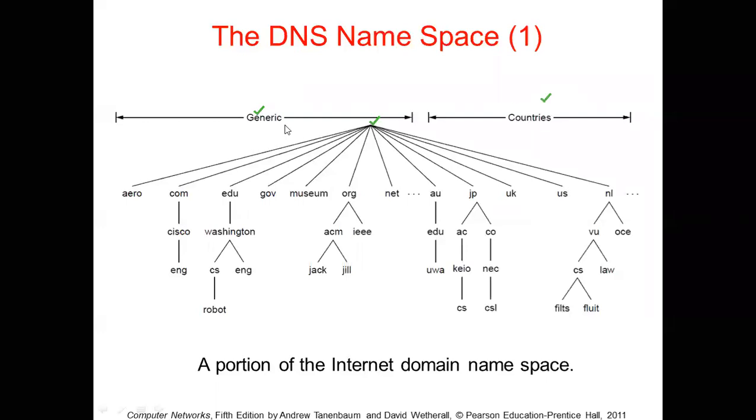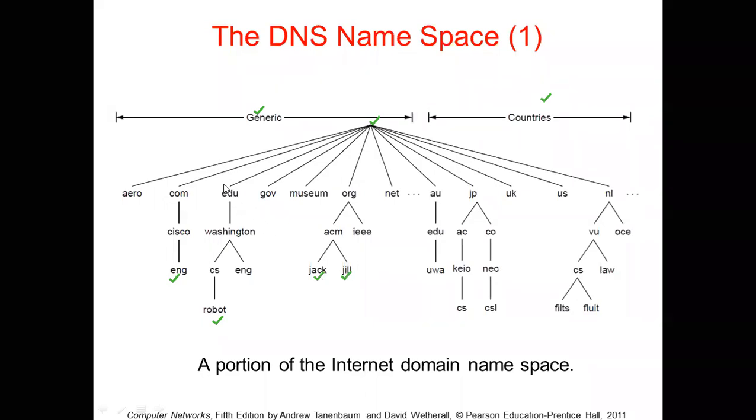Now, whether it is a generic domain or a country domain, it is represented in the form of a tree. The leaves of that tree represent domains that have no subdomains. Now you must know which are the leaves. If you know binary tree, you will know very well leaves are at the end of the tree. So in this diagram, ENG is a leaf, robot is a leaf. These domains do not contain any subdomains.